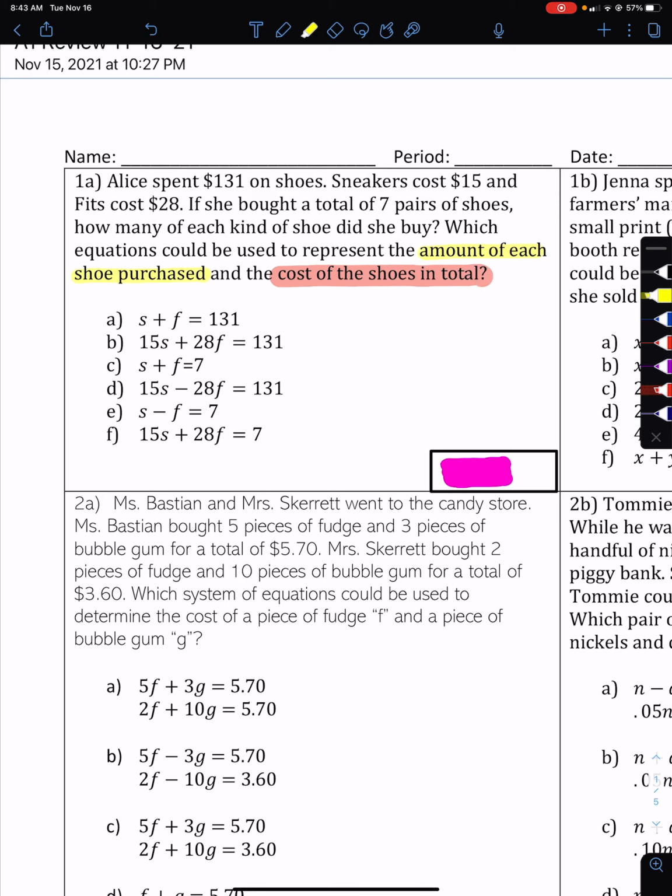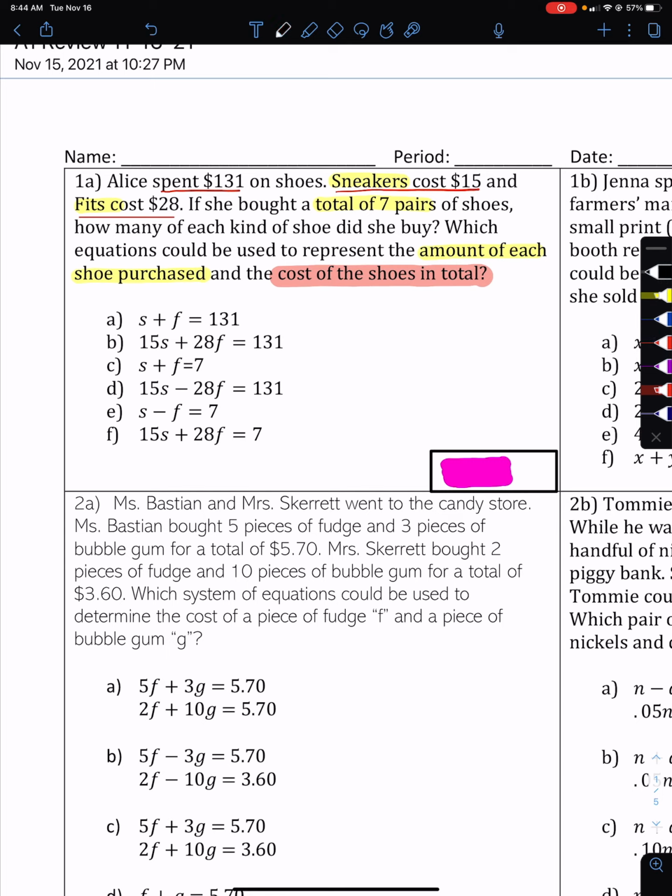If we're looking for the amount of shoes purchased, that has nothing to do with cost. She bought a total of 7 pairs, and she bought sneakers, and she bought Fits. Now, when we're talking about cost, let me pick up a red pen. Fits cost $28. Her total spent was $131, and sneakers cost $15. So the parts that I've highlighted, or if you box them, that's one equation. What's in yellow is one equation. What's in red is the other equation.